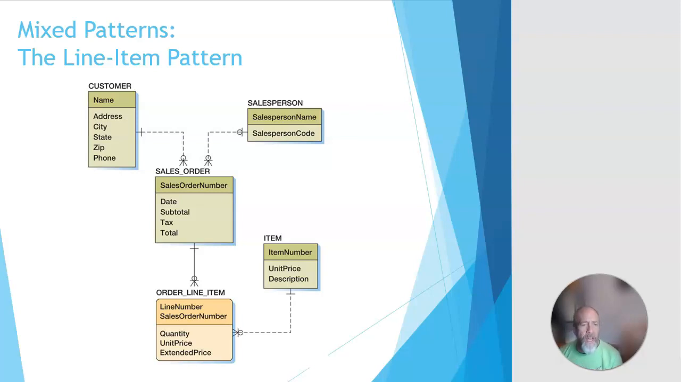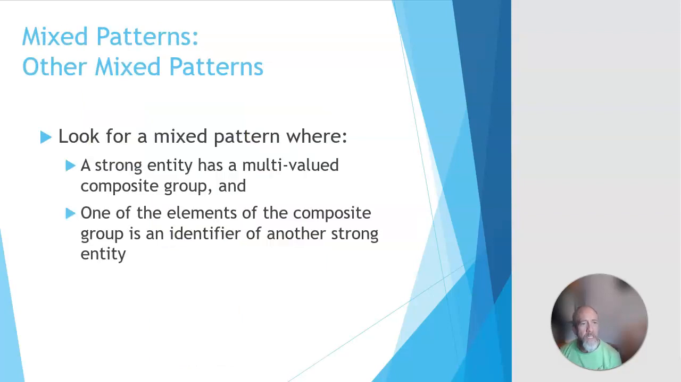Note how we have it delineated here. So looking for patterns, what do you look for? Multi-valued composite groups, and the element of a composite group is an identifier for another strong entity. So in other words, that's what you see in that case. It can be an identifier for something else that doesn't necessarily need an identifier, but it does become an identifier for that. And you've got multiple things that actually go together to form the pattern, with multiple multi-valued groups coming in.